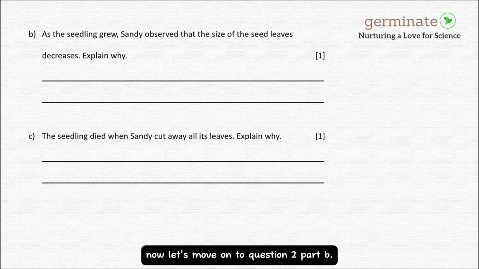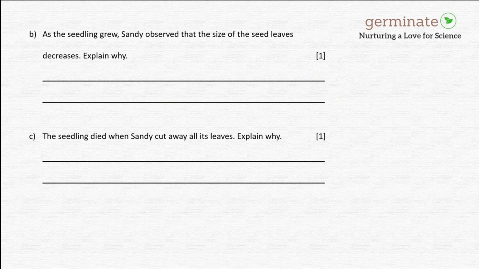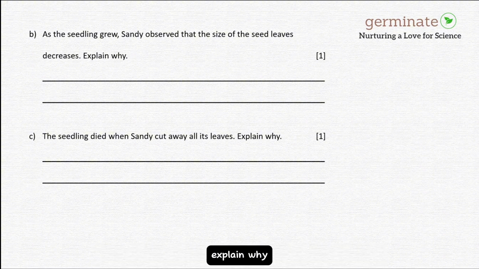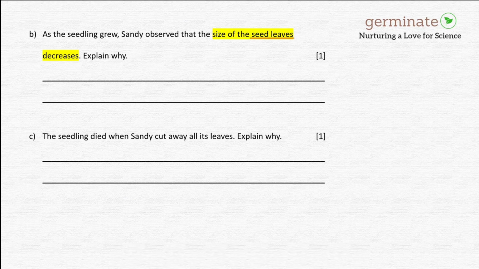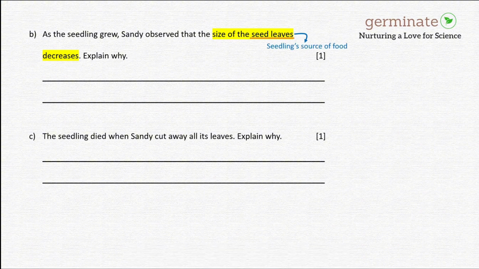Now, let's move on to question 2, part B. As the seedling grew, Sandy observed that the size of the seed leaves decreases. Explain why. Can you remember what does the seed leaves provide for the seedling? The seed leaves is the seedling source of food. Let's write it down.